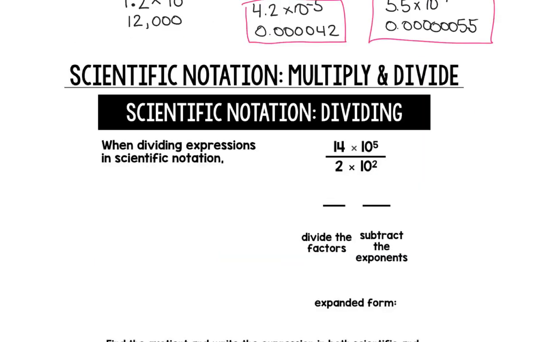Now we're going to talk about dividing. Same thing as multiplying, except for dividing. We are going to start with the factors in front. We're going to divide those first. So 14 divided by 2, that gives us 7. So right here, let's write the directions. We're first going to divide the factors in front.